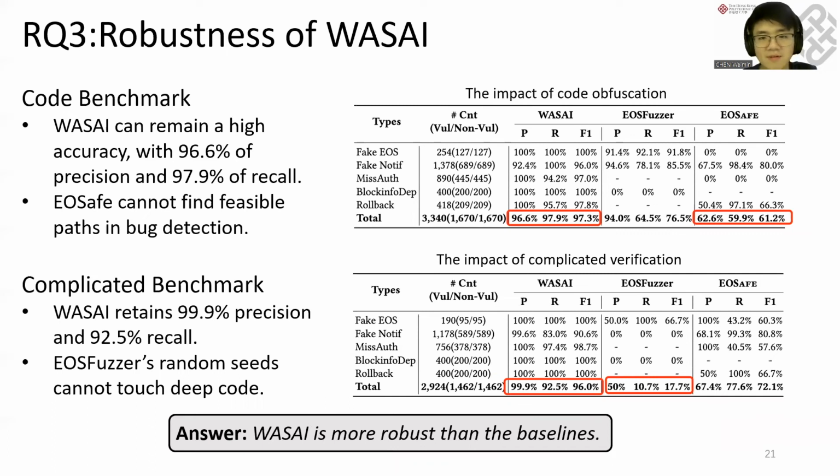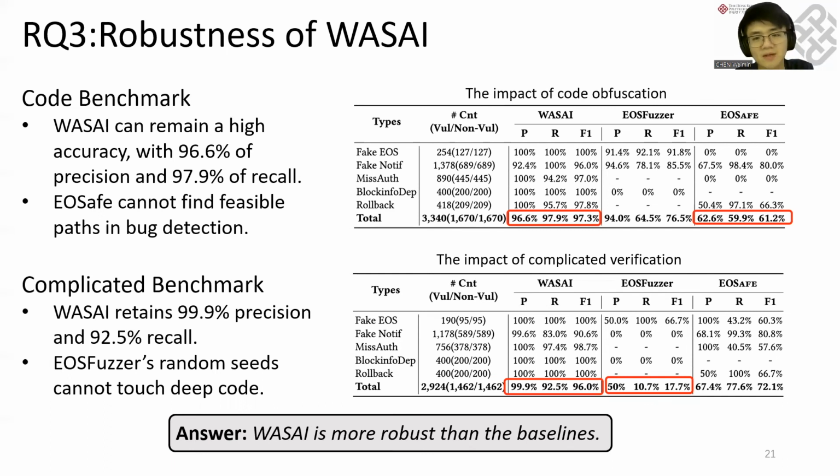In RQ3, we evaluate the robustness of WASAI with two benchmarks. We generate the first benchmark by obfuscating the samples in RQ2. The result demonstrates that WASAI can retain high accuracy, while the state-of-the-art drops very sharply because it cannot find feasible paths in bug detection.